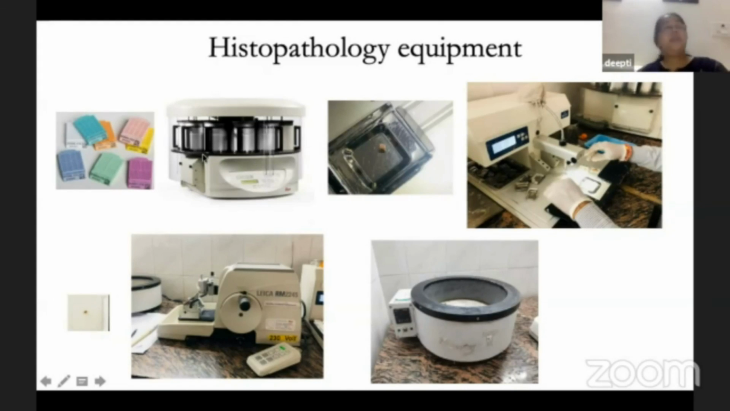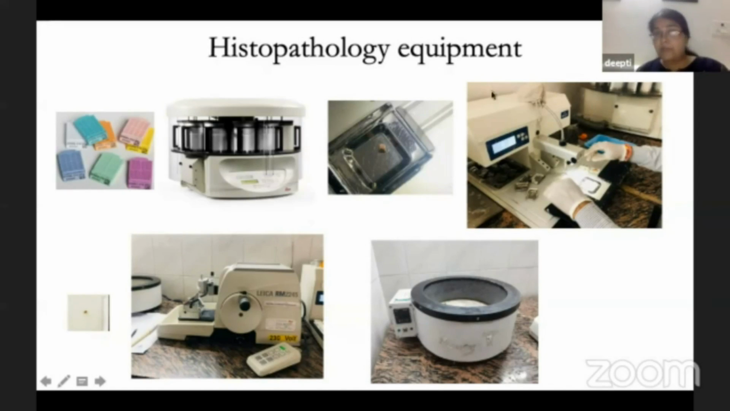Histokinet has jars. The first few jars are of formalin, followed by alcohol, xylene, and finally the wax. So the tissue gets fixed, it gets dehydrated, it is cleared, and finally it gets impregnated with the wax.